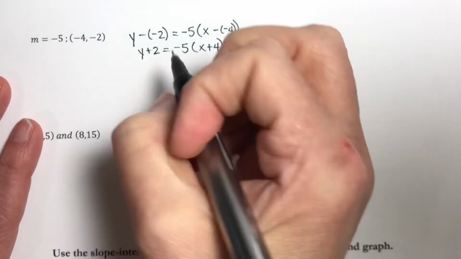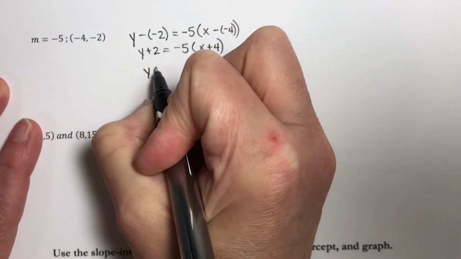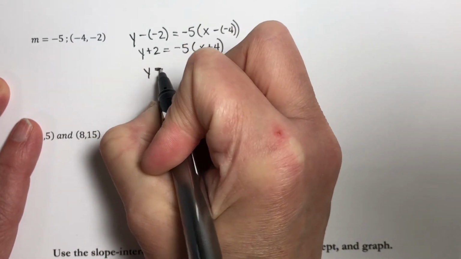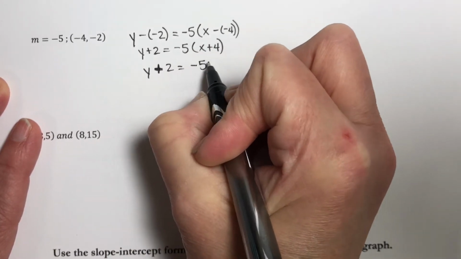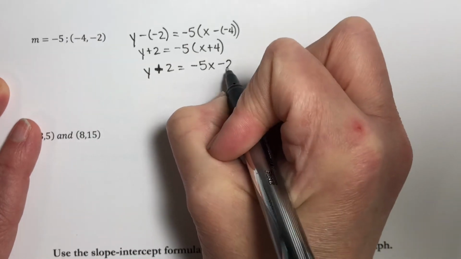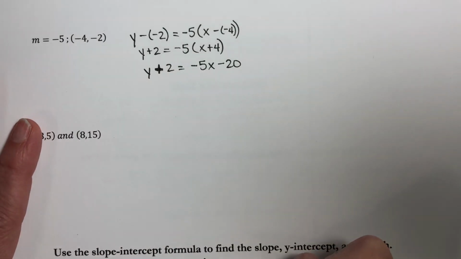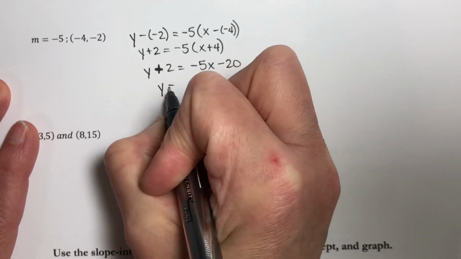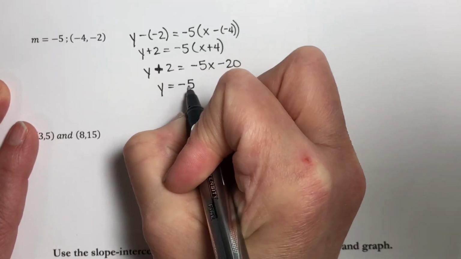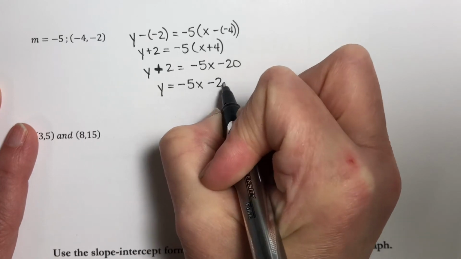Now distribute the -5. Y plus 2 is equal to -5x minus 20. Now we need to subtract 2 from both sides. Y is equal to -5x minus 22.